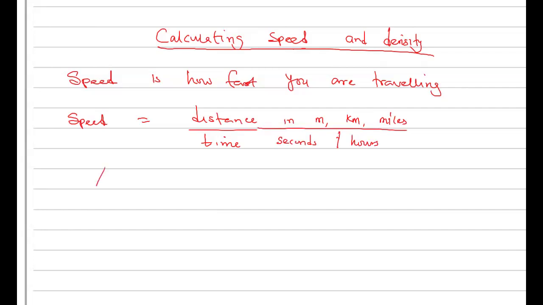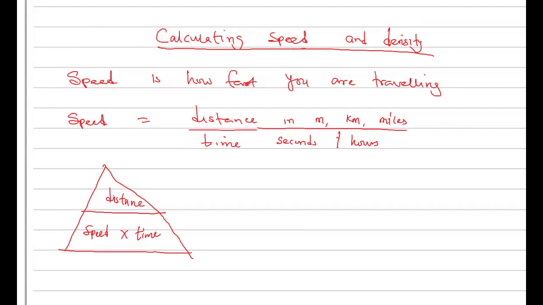This is a triangle to make it a lot easier for you. Here is speed times time, then there's distance here. If you want to find speed, it's distance divided by time. If you want to find distance, it's speed times time. If you want to work out time, it's distance divided by speed. That's how it works.